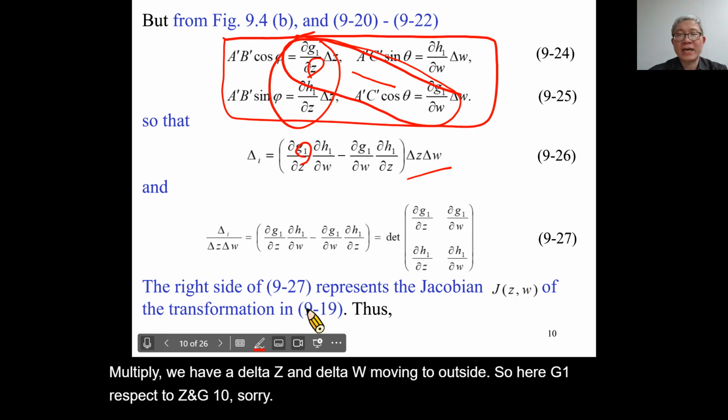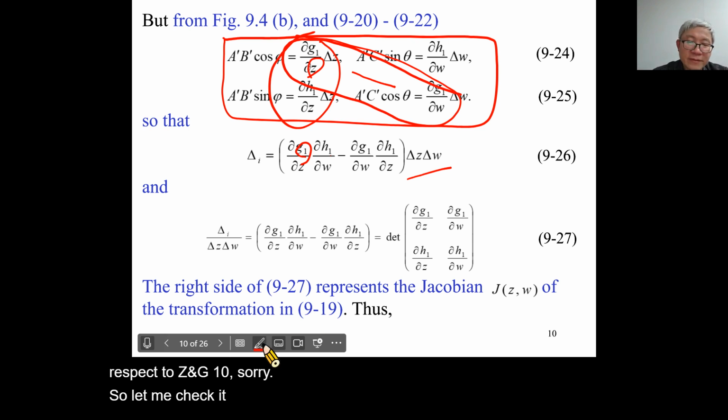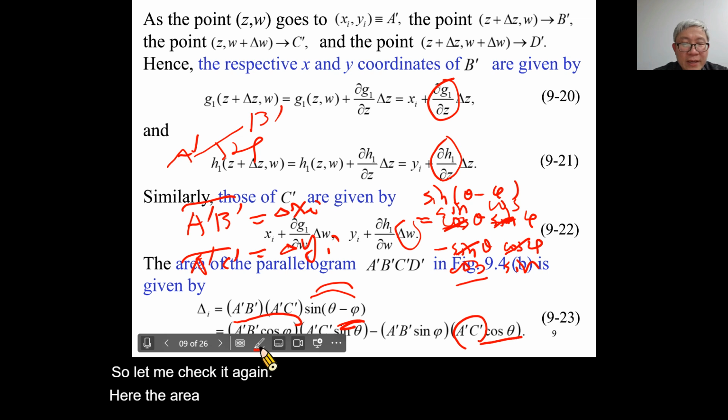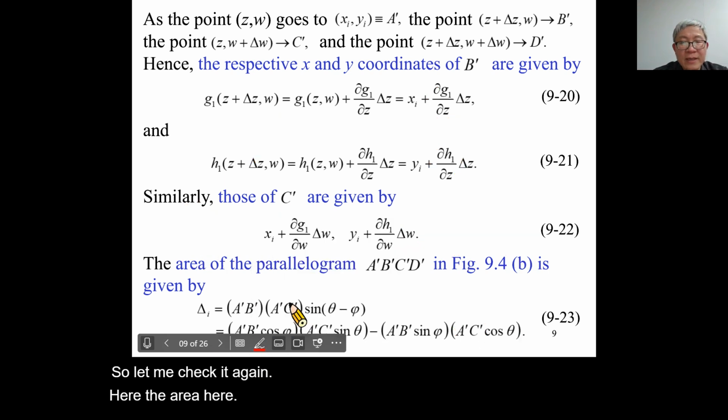So let me check it again. Here, the area. So we have the area: cosine phi and sine theta.